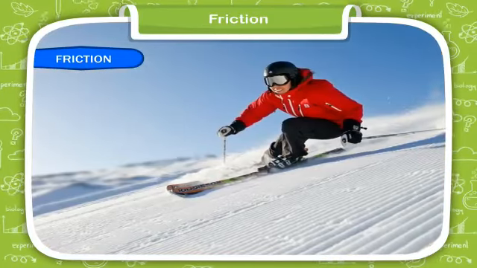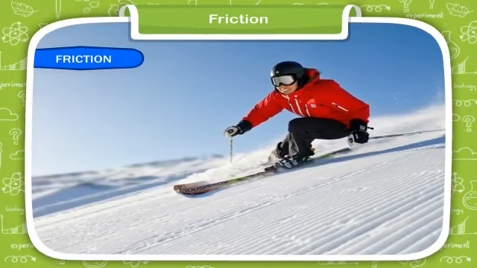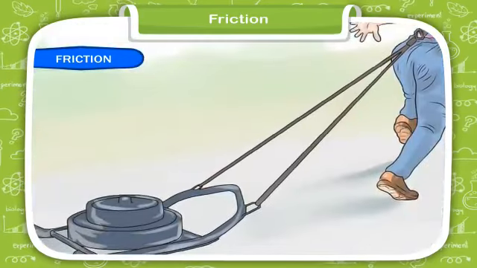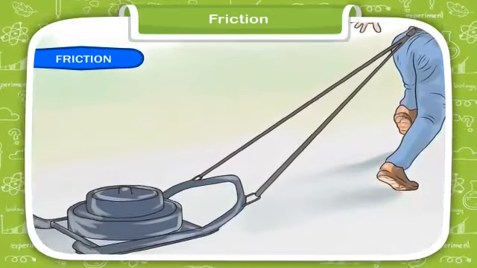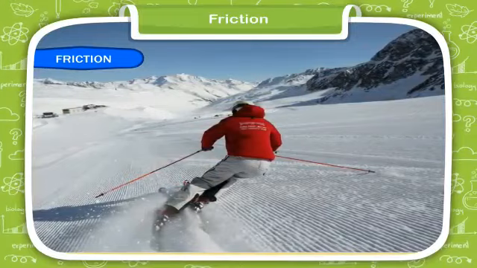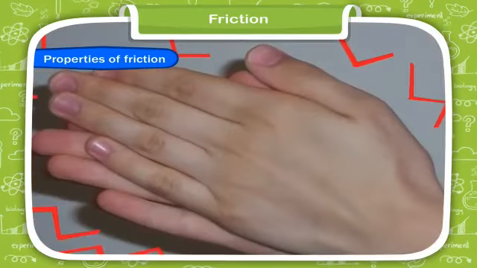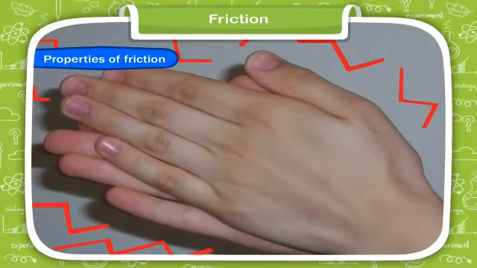Friction, the force which comes into play between two surfaces in contact and opposes the motion of one body over the other, is called friction or force of friction. Properties of friction. It has these properties.